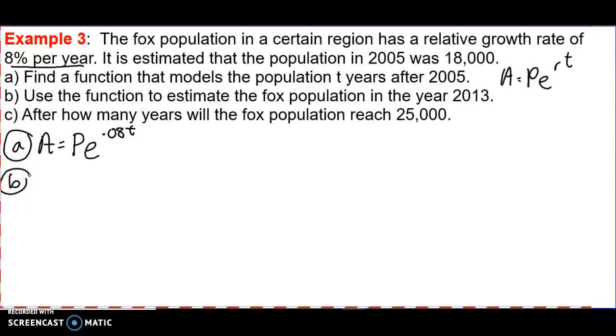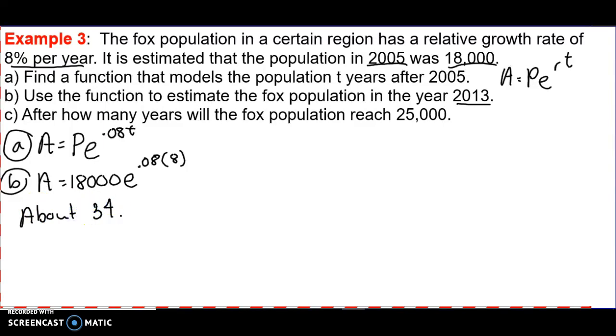Part B says use the function to estimate the fox population in the year 2003. We started off with 2005, and now we're talking about 2003, so the difference in the years is 8. So A equals our initial principal, 18,000, times e to the 0.08 times 8. When you plug this into your calculator, you should get about 34,137.